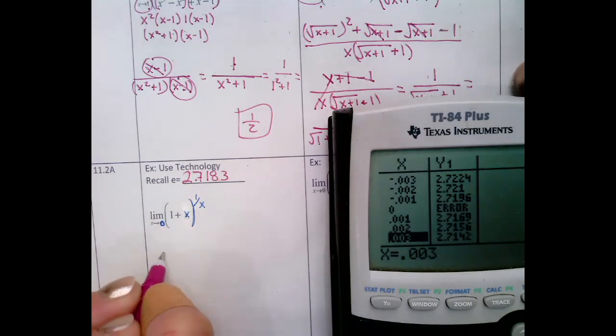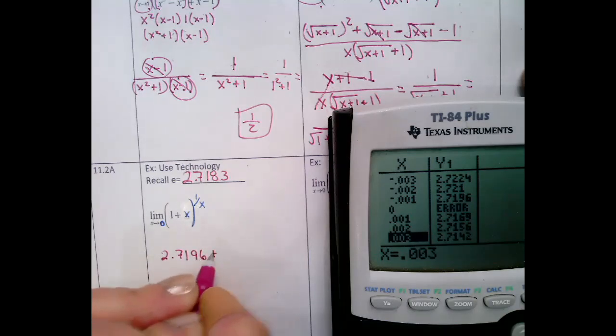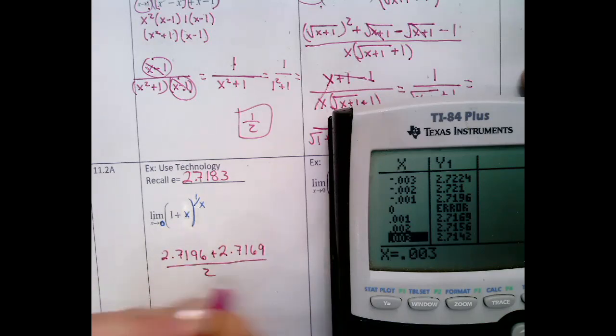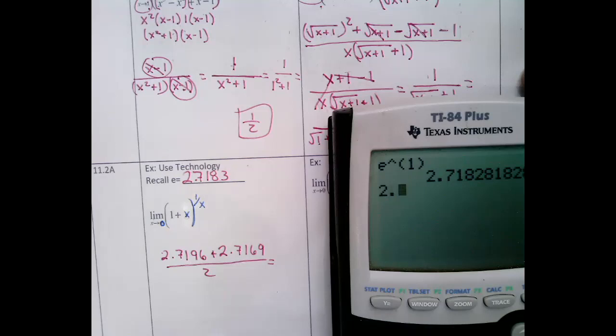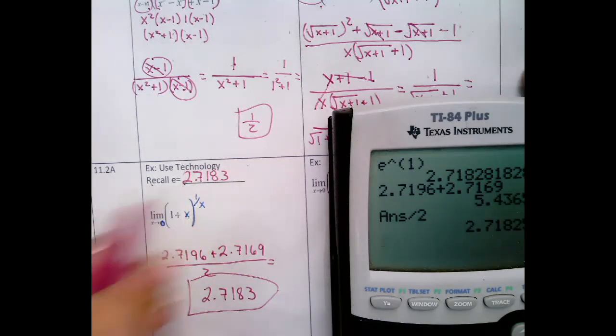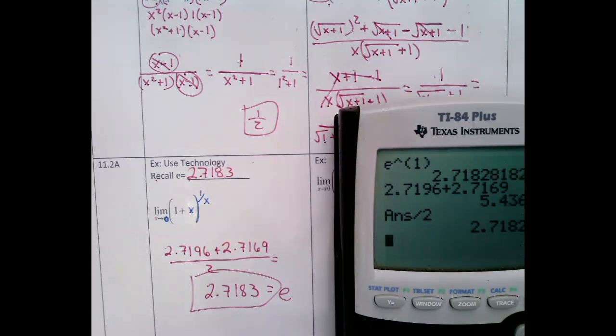So what I'm going to do here is actually approximate the limit. I'm going to take this 2.7196 plus this 2.7169, and find the average of those two numbers. So let's do 2.7196 plus 2.7169, and then divide that by 2, and you'll see that I get 2.7183. So my answer here is actually really close to e.